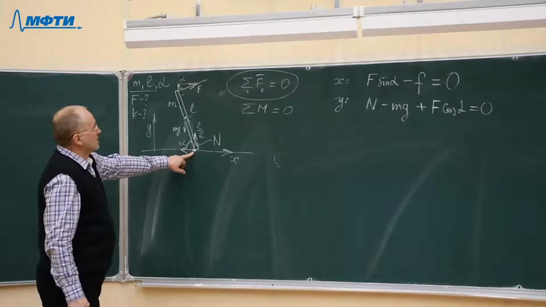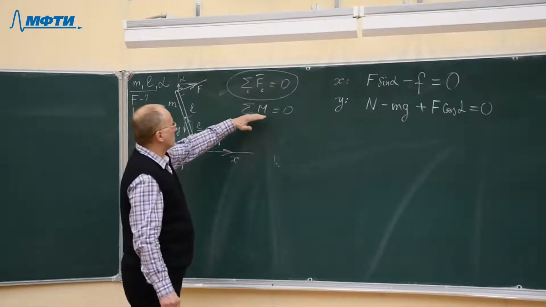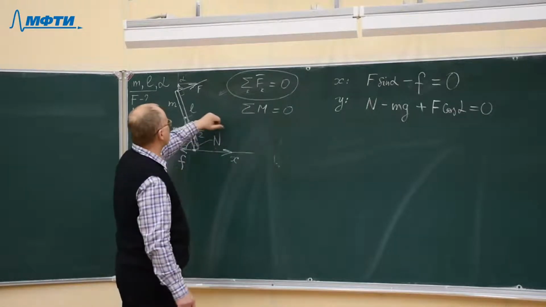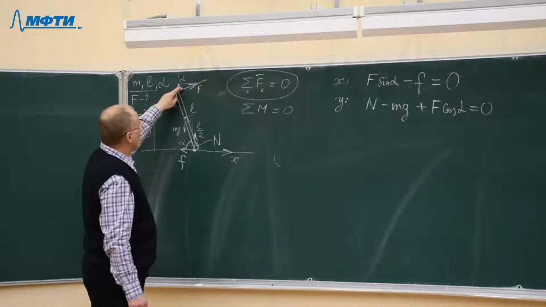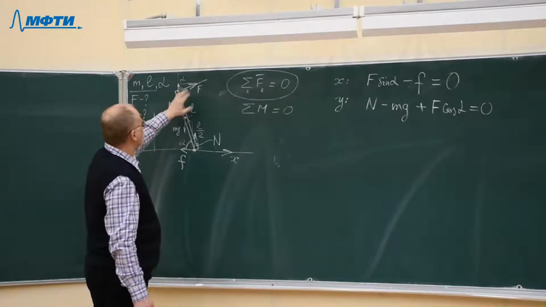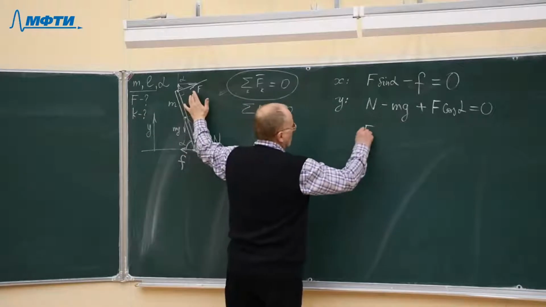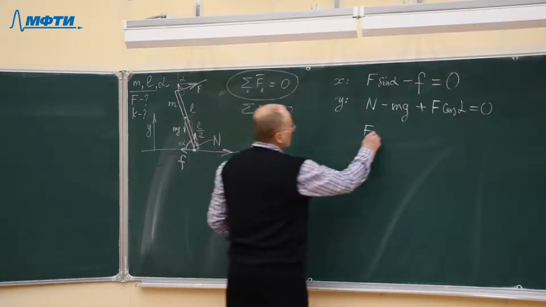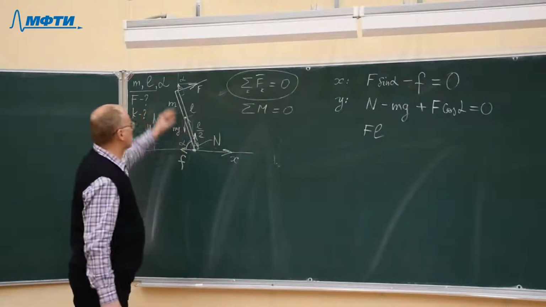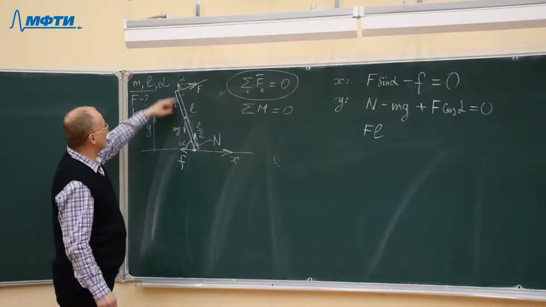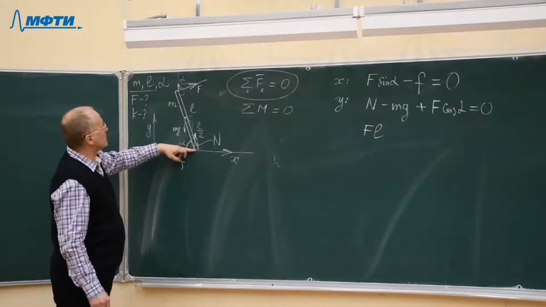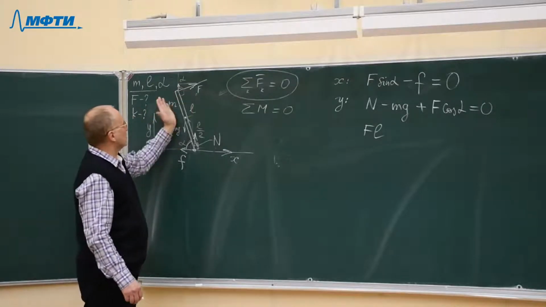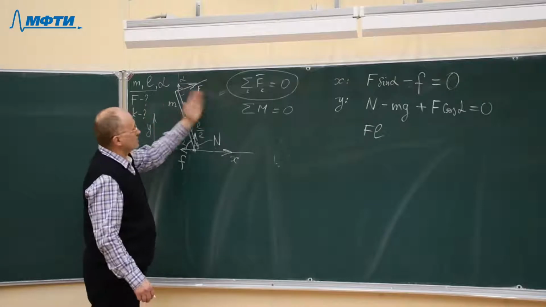So we must write a formula for each torque. By definition, a torque M is the force times its arm. For the first force, it will be F times L, because L is perpendicular to the force. No geometric functions, no sine, no cosine, just F times L will be the torque of this force, which wants to rotate the rod in clockwise direction.